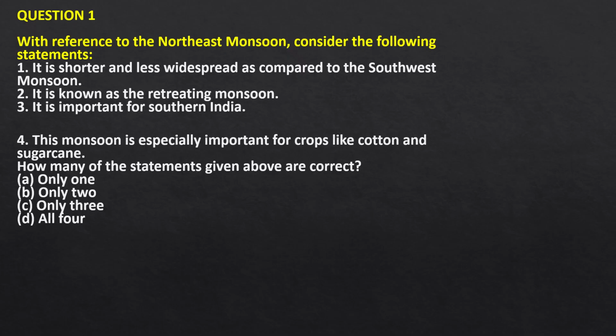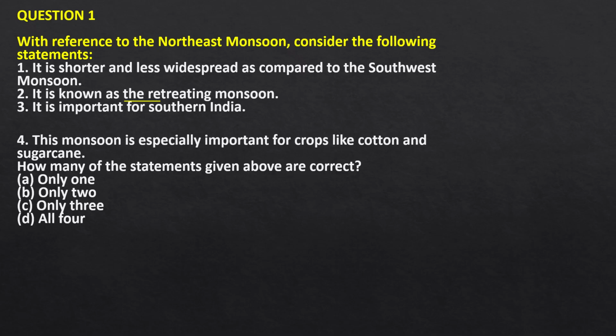Question number 1. With reference to the northeast monsoon, consider the following statements. Statement 1. It is shorter and less widespread as compared to the southwest monsoon. 2. It is known as retreating monsoon. 3. It is important for southern India. 4. This monsoon is especially important for crops like cotton and sugarcane.